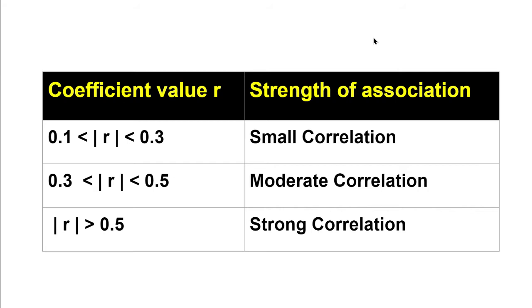The value of the correlation coefficient R tells us about the strength of association. If the value is from 0.1 to 0.3, we call it a small correlation. If the value is from 0.3 to 0.5, we call it a moderate correlation. And if the value of R is more than 0.5, we call it a strong correlation.